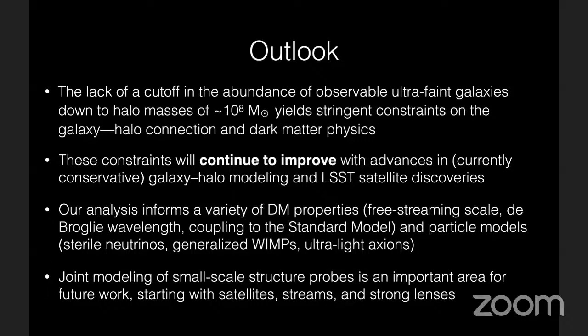And so I think a really interesting area for future work is the joint modeling of various small scale structure probes. In particular, we can think about combining these measurements of satellite abundances with measurements of the abundance and perturbation profiles of stellar streams, and also with these measurements of substructure in strong gravitational lenses. So this is something I'm working on quite a bit these days, and I think it's a really exciting direction.